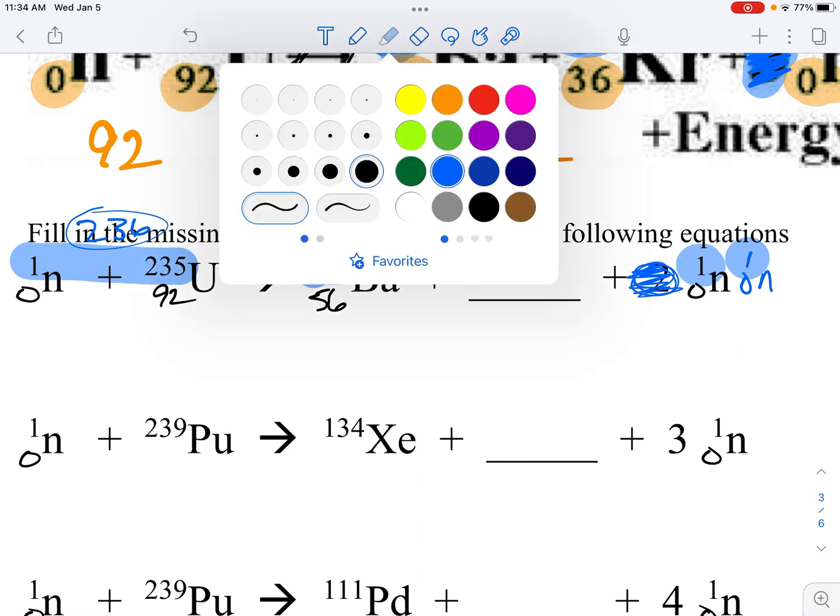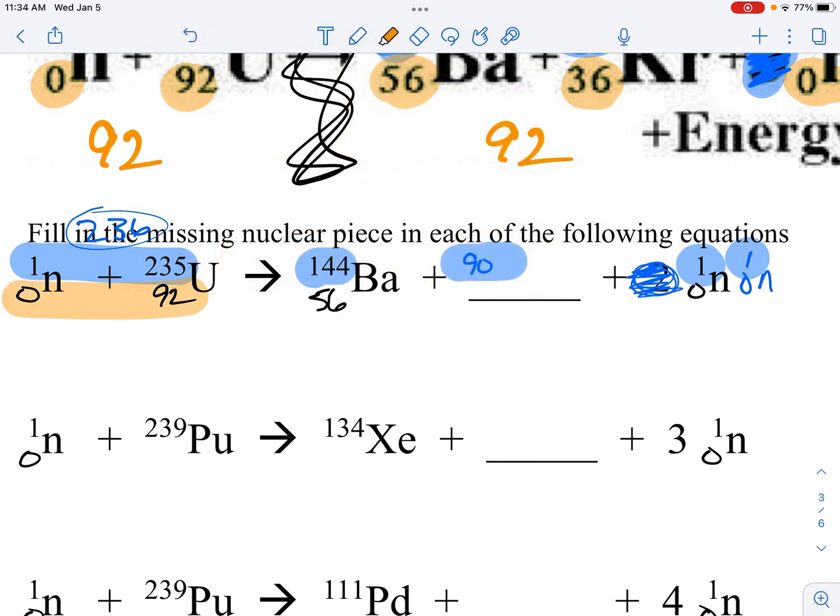Now, as far as the bottom is concerned, once again, I've got 0 and 92 down here, so that means I've got a 92 in totality. And I just have to make sure that all of my numbers down here add up to a total of 92. I've got 56 and then an unknown number here and then a bunch of zeros. So really all I got to do is take 92 minus 56 and I get 36 out of it. So that number down there is 36.